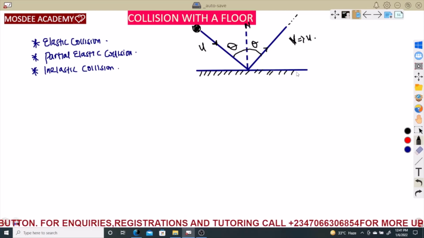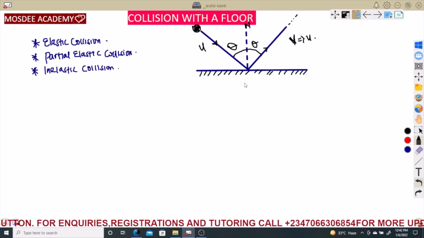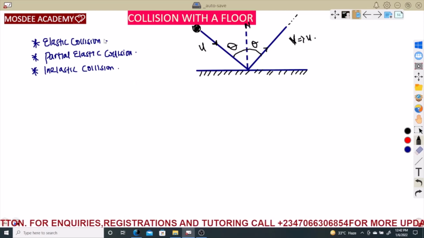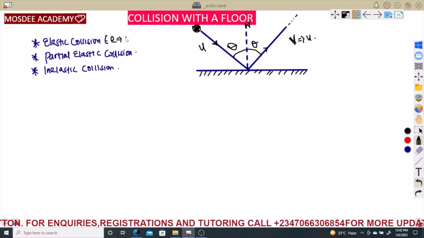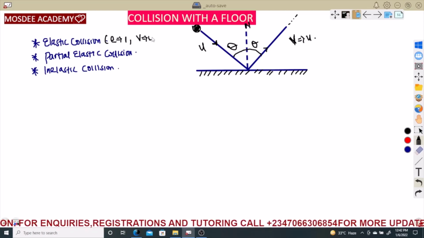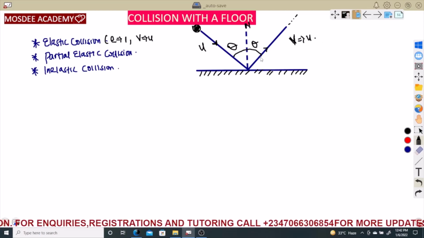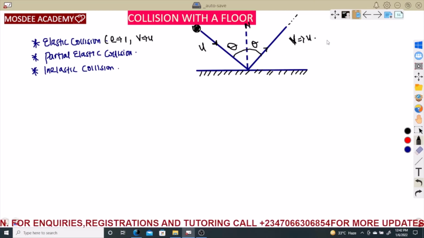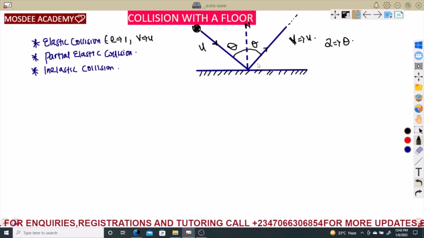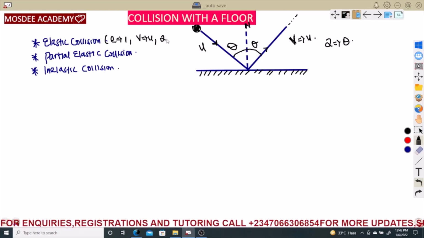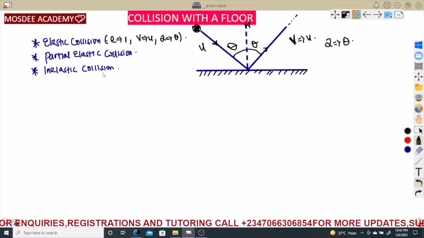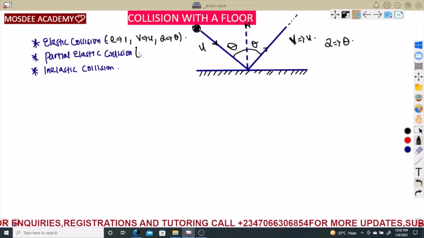So when we talk about collision on the floor, the major thing to understand is that in case of elastic collision, the coefficient of restitution is equal to 1. And because it is equal to 1, we can say V is equal to U. Also, the angle of divergence is equal to the angle of reflection. So that's another point you can keep in mind for direct questions. That's the essence of doing this, for you to understand that.